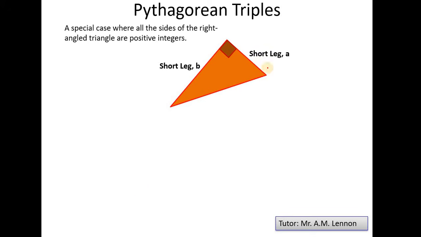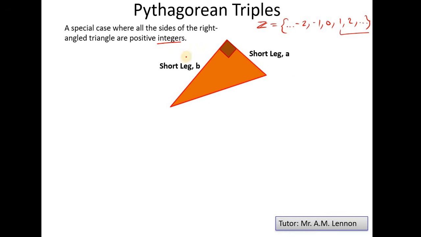Alright, so we have our short leg A and our short leg B. Now the Pythagorean triple is basically a special case where all the sides of the right angle triangle are positive integers. We use Z to represent the set of integers, by the way. We have negative whole numbers, all positive whole numbers, and 0. We're looking at the positive whole numbers which start from 1, and these are called natural numbers.